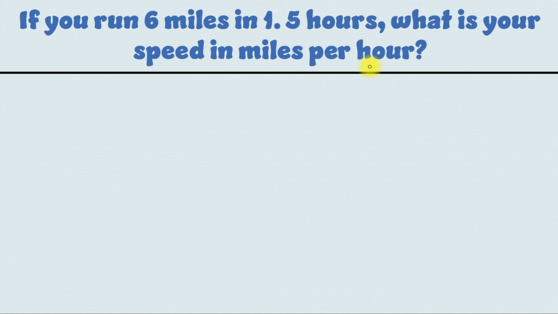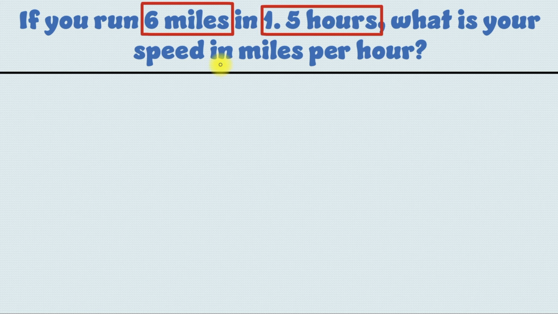So let's take out the important information from the actual problem. It says you can run 6 miles in 1 5/10 hours. And what you're being asked is to find the miles per hour. And these three words are incredibly important. Miles per hour. And believe it or not, the most important one here is the word per.